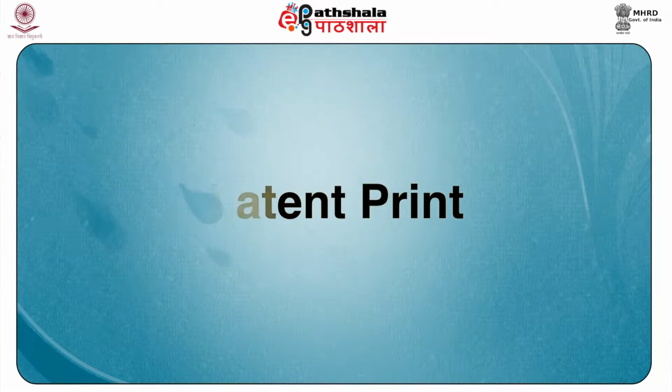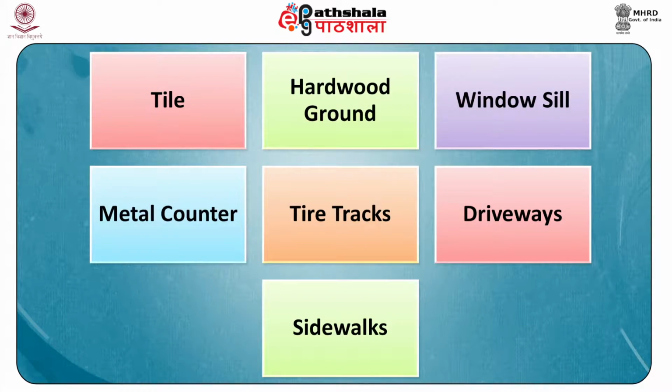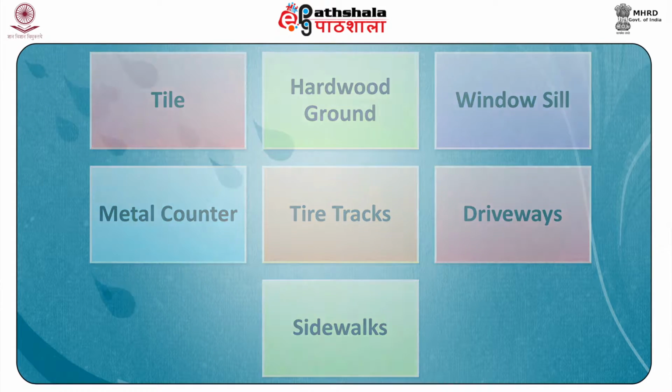Next category is the latent print. A latent print is not easily observable to the bare eye. This is formed by static charges between the sole or tread and the surface. Investigators use powders, chemicals and alternate light sources to observe these prints. Examples include shoe prints identified on a tile or hardwood floor, window sill or a metal counter, or a tire track detected on a road surface, driveway or sidewalk.